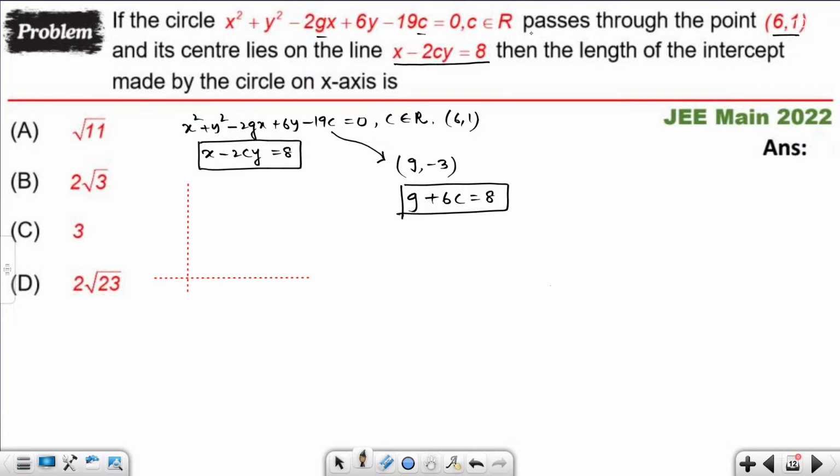Is it clear? And the moment we find that, we can easily find the length of the intercept made by the circle on the x-axis, because we all know that the intercept portion on the x-axis is basically 2 root over g square minus c. That's it. So we will simply apply that formula. So first of all, we have to find g and c. One equation we got, we need another equation. And for that, they have said that this circle is passing through the point 6, 1. So let me just satisfy that.